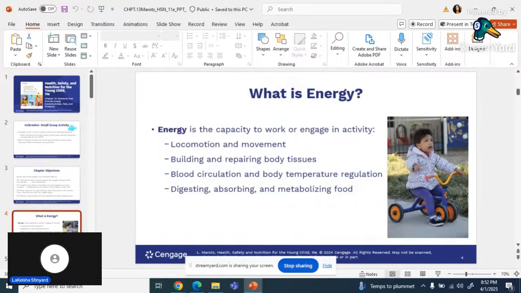What is energy? Energy is the capacity to work or engage in activities: locomotion, movement, building and repairing body tissues, blood circulation, body temperature regulation, digesting, observing, and metabolizing food.